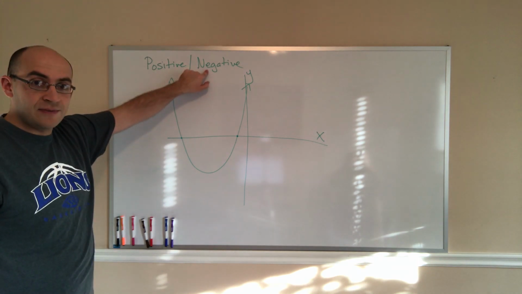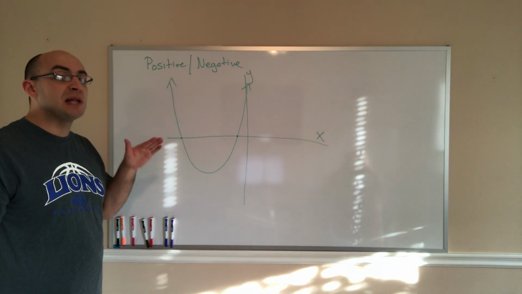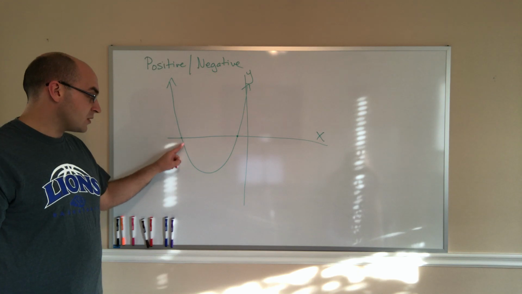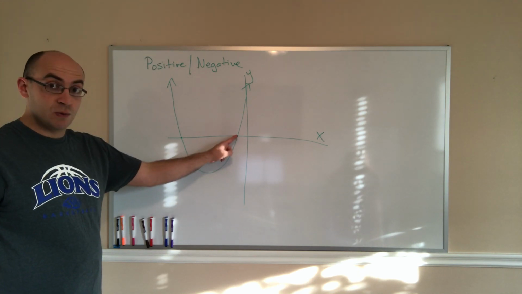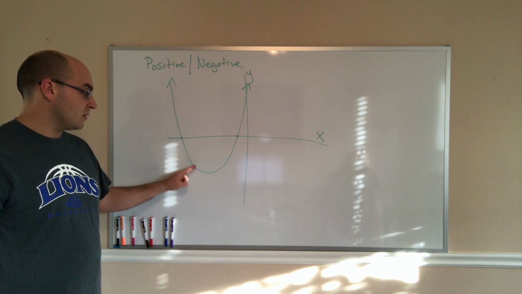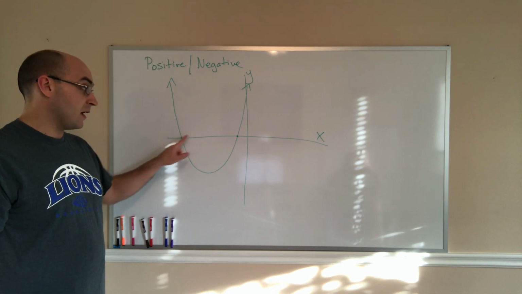Now when it's negative is where the function is below the x-axis. And you can actually trace it with your finger all the way in one continuous motion. It is negative from here to here, okay? Or from there to there.